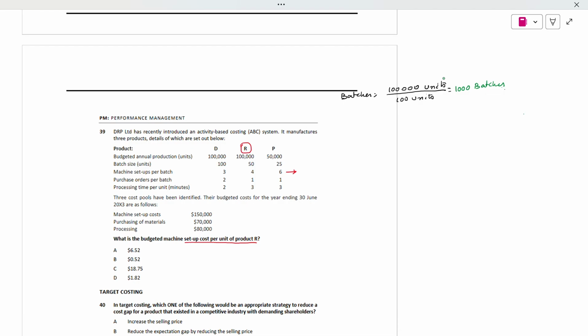How many setups are there? Machine setups. Machine setups are how much? Times 3. 3 setups. Total setups are how much? 3,000 setups. Are you clear about this?